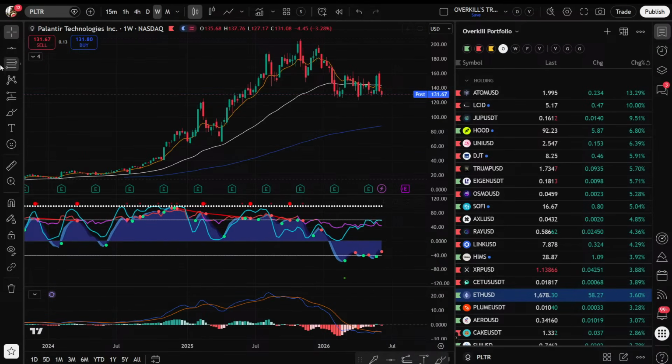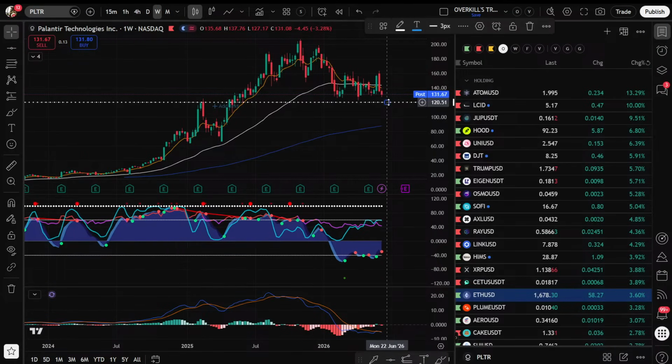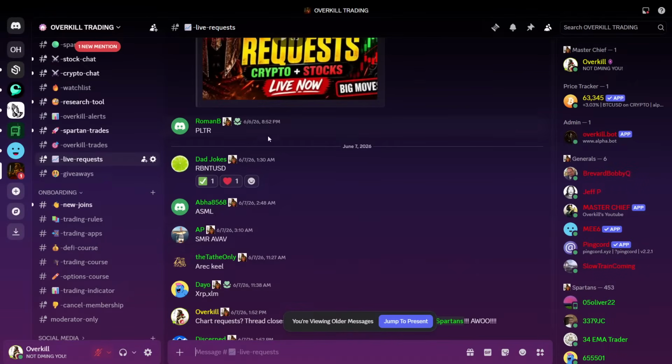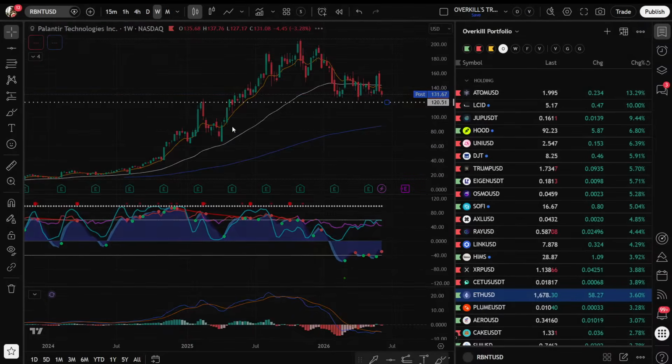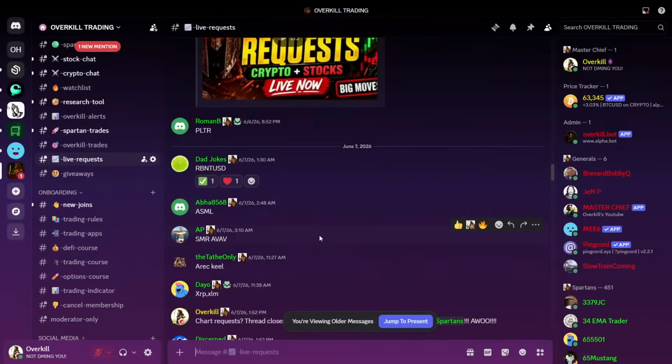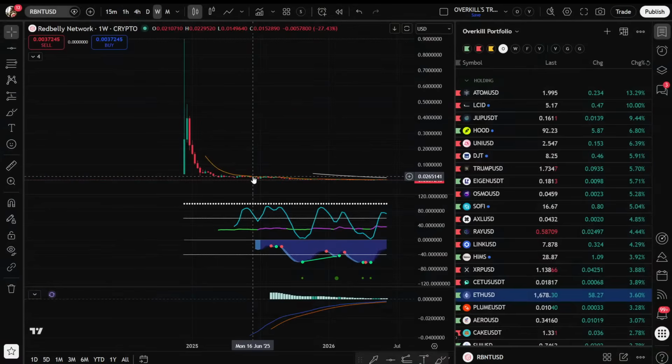PLTR. Very choppy. Okay, stop loss right here at 120. You got to use a stop loss on that red dot. If it breaks 120, I'd sell it. RBNT, USD. Again, I just don't mess with the meme coins.